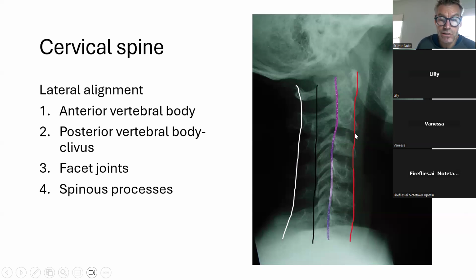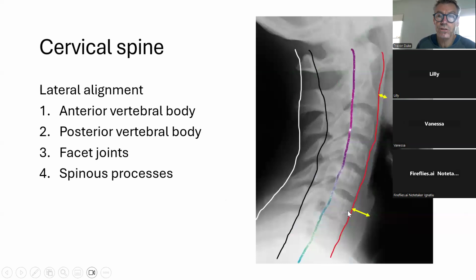This pseudo-subluxation of C2, C3 is relatively common in children, as I say, but that's the way you need to assess it. This is a child whose neck is a bit extended, and you can see it's all curved, but still is relatively normal. There's the anterior vertebral body line, the posterior vertebral body line, the facet joints, and the spinous processes. It would be much better to have the head in a straight position and the neck in a straight position, but not always possible.